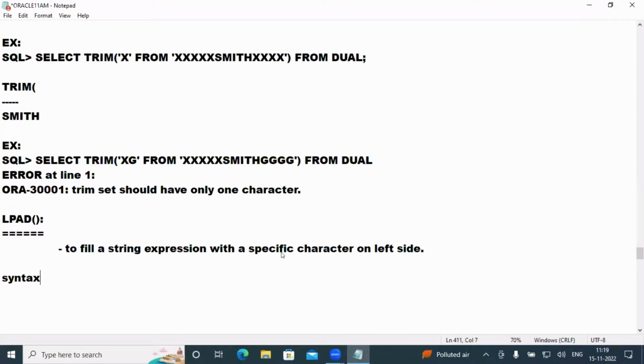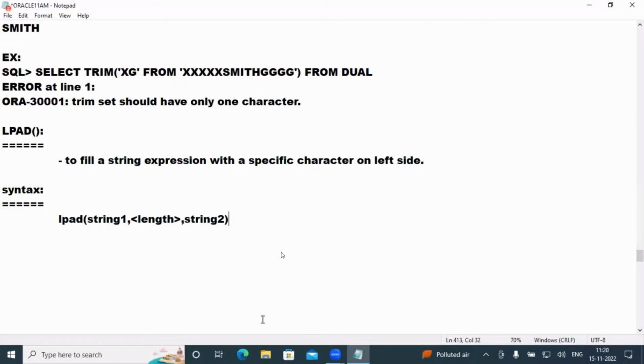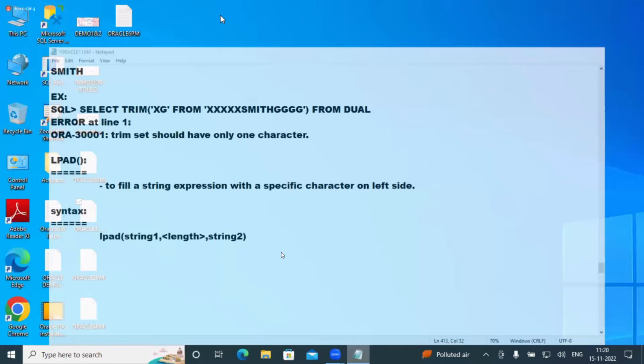So what is the syntax? LPAD: here I give a string, and then I need to send some length. After the length, you have to send your string number 2. If you remember, this is string number 1 and this is string number 2. So this is the syntax of the LPAD function. Now observe how it works.